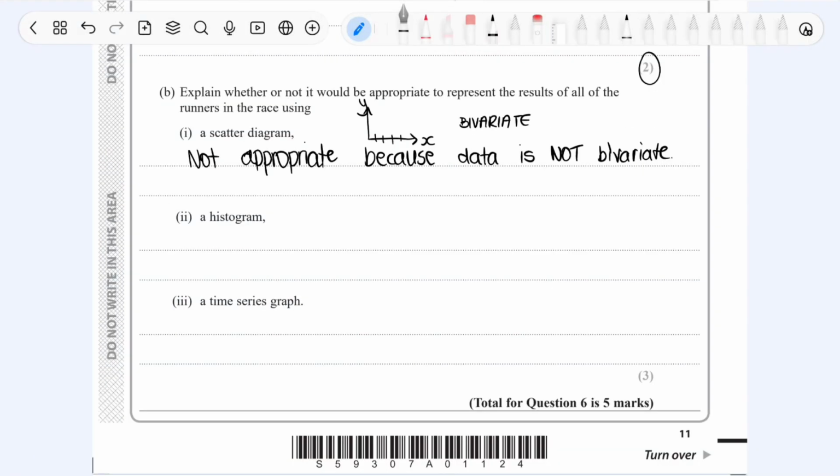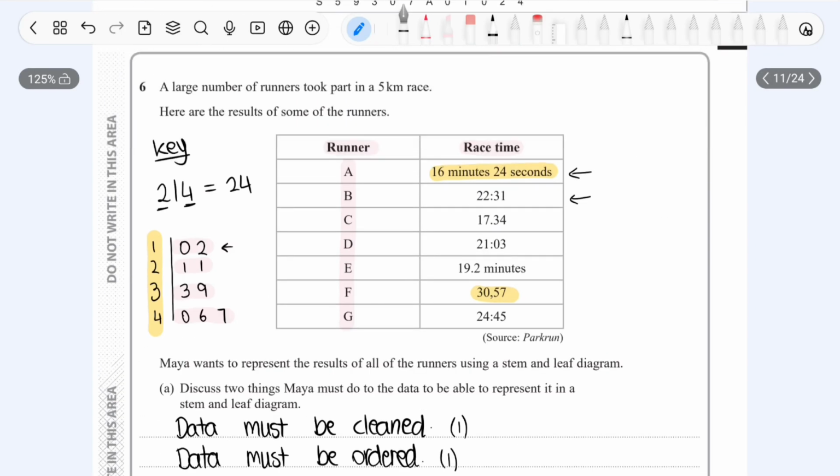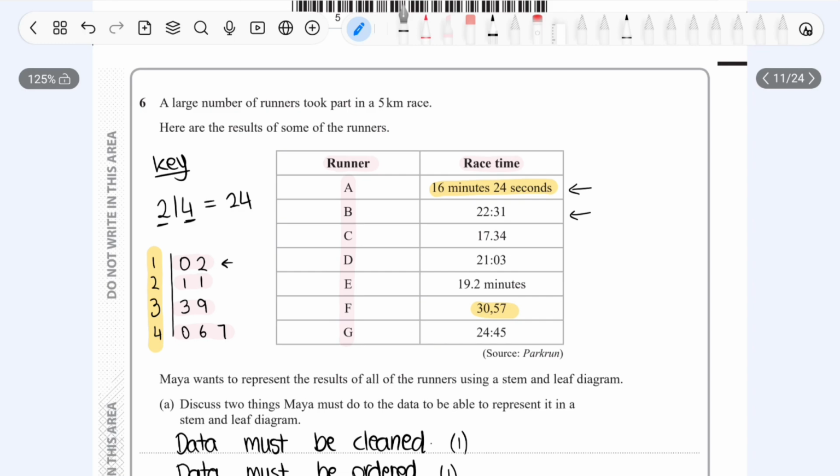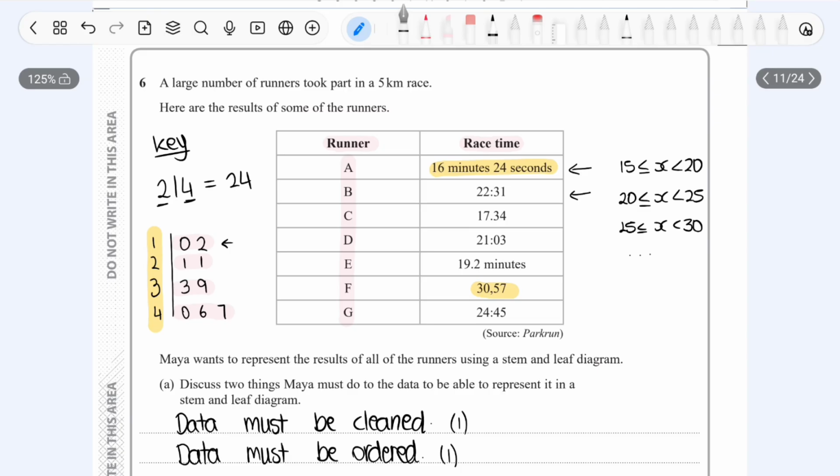Now, a histogram, on the other hand, is a bit different. It's also another 2D graph, but on the side you have frequency, and on the bottom you have your class intervals or your class widths. Now, what are your class intervals or your class widths? Well, an example for here would be, if we look at our minimum, we have 16 minutes, and our maximum seems to be 30 minutes, so we could have 15 to 20, 20 to 25, and so on.